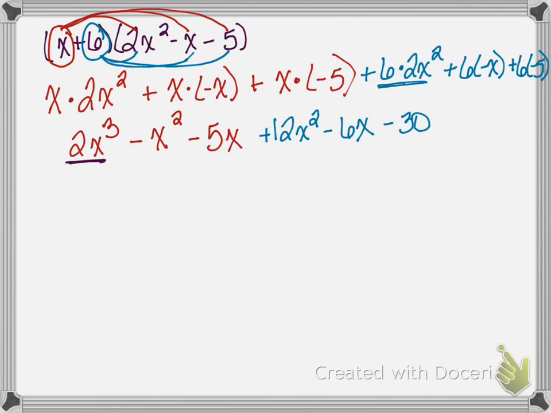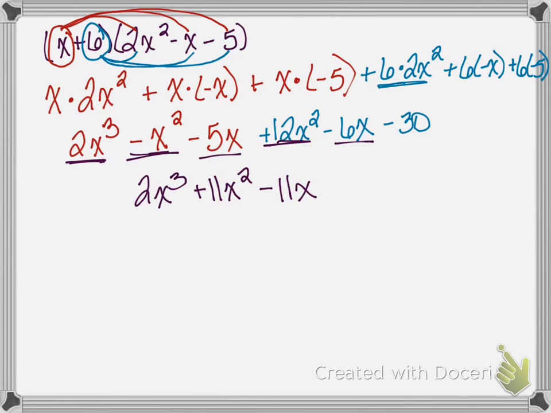Can I combine 2x to the third with anything? No. Nope. You do it with 12x squared, which would be 11x squared. Okay, so let me write down 2x to the third. Okay, and you're saying negative x squared with 12x squared? Positive 11x squared. You got it. Perfect. Then just negative 11x. Good. You caught it. Good job. And then my last one. Yeah, you got it. There you go.